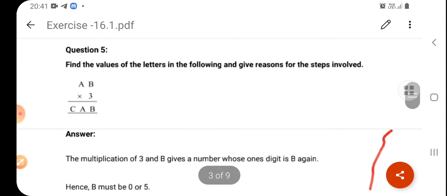In the same way we will solve the next question. AB multiplied by 3, we got CAB.